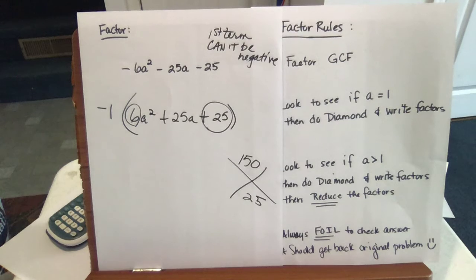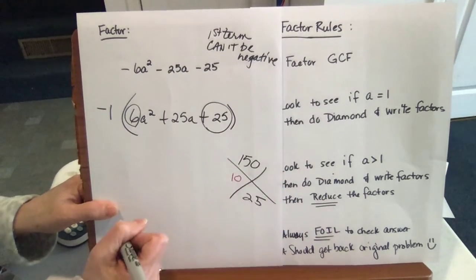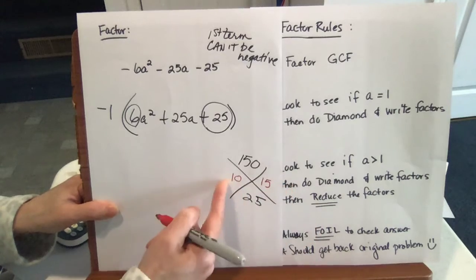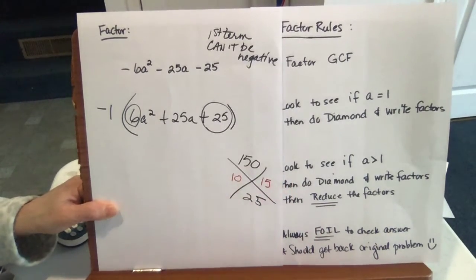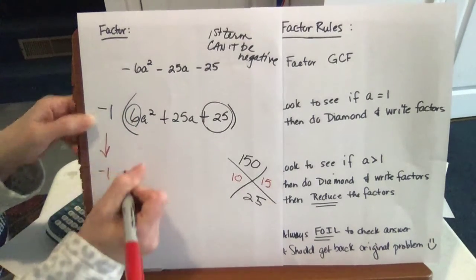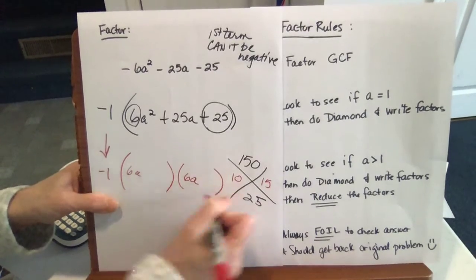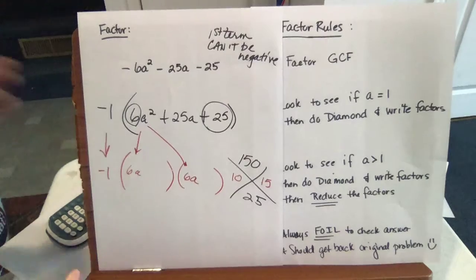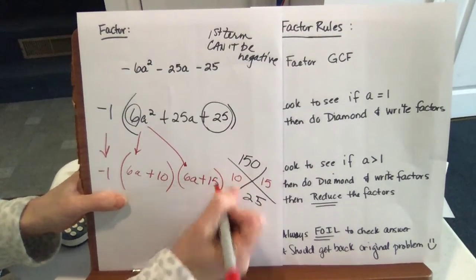Now, before we start with 1 times 150 and 2 times 75, etc., let's think more logically. Anything that ends in 0 is a multiple of 10. 10 times 15 gives us 150. And lo and behold, since they're all positive numbers, 10 and 15 will add to 25. So just a little trick. Bring your GCF down. Open up with 6a and 6a coming from our first terms. Put your diamonds in so they're both positive, so plus plus.